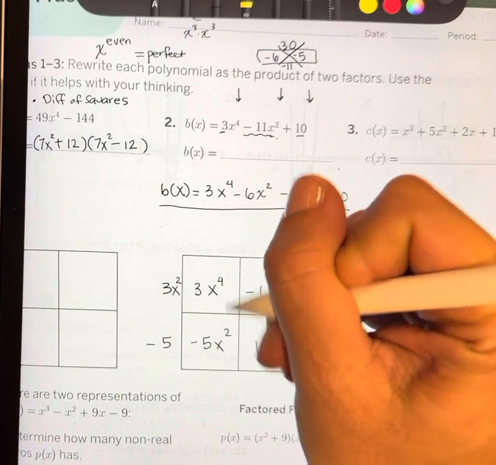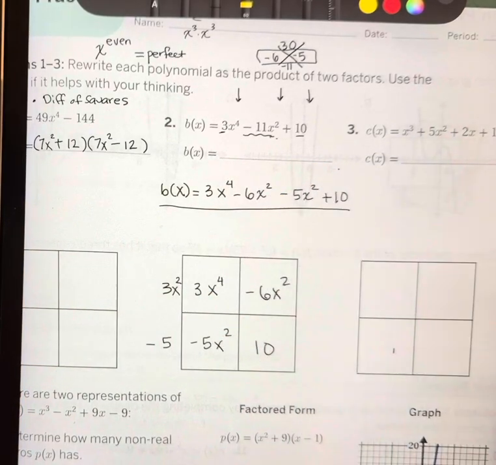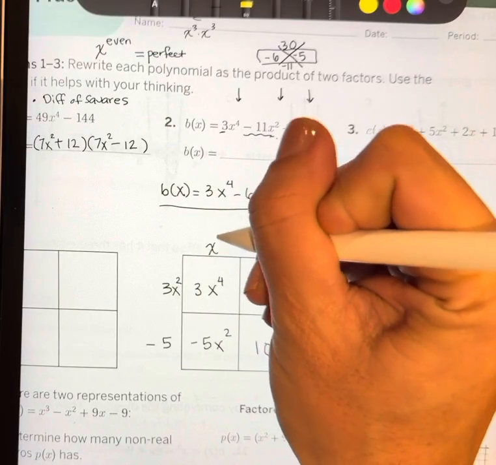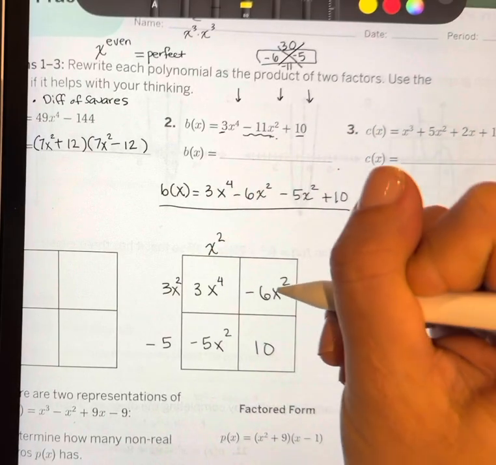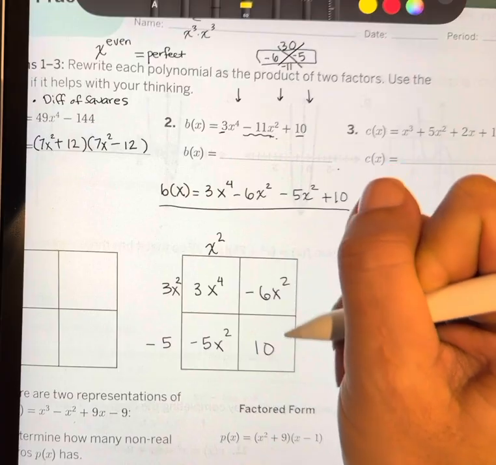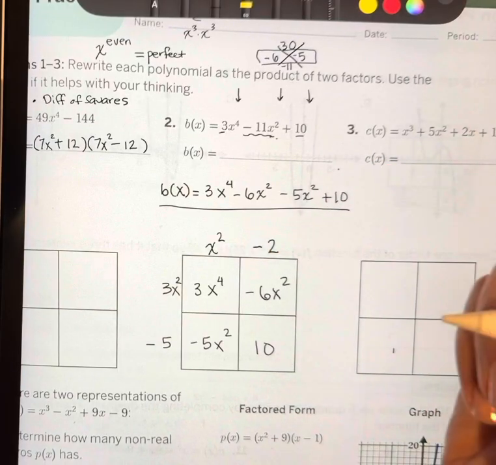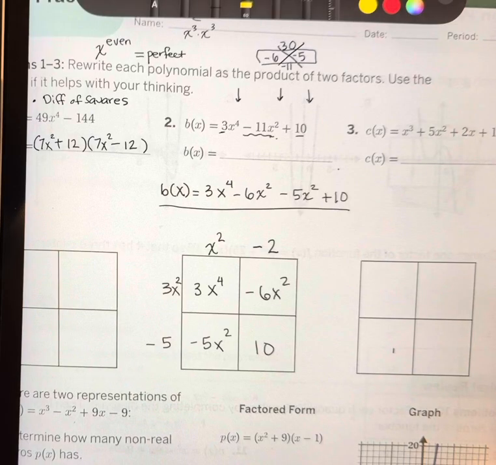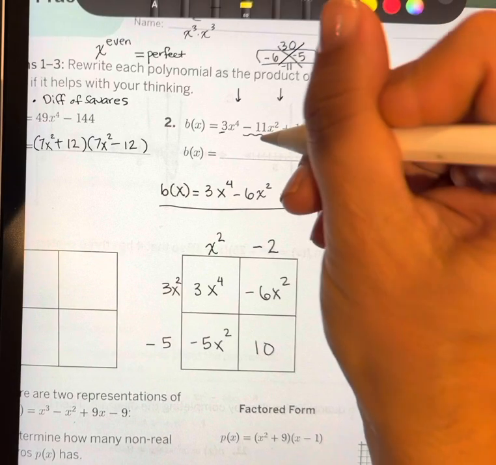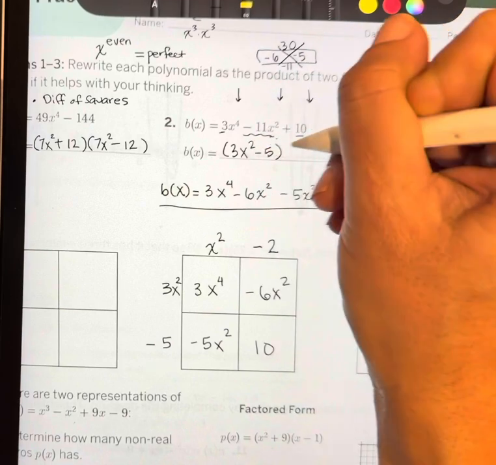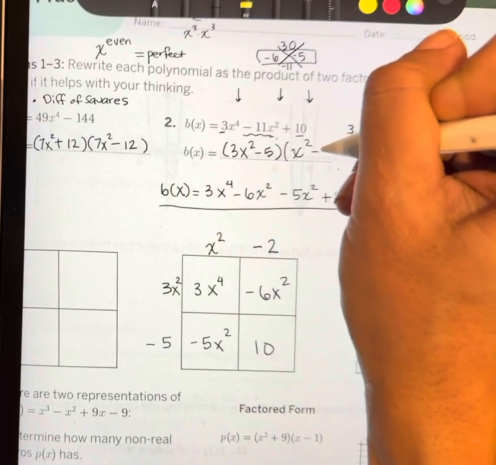And now I look this way. Between the 3 and the 5, can't take anything out. But between x to the 4th and x squared, I could take out x squared. Between negative 6 and 10, I can take out a negative 2. And then x doesn't have anything. And here we are. This has been factored into 3x squared minus 5 and x squared minus 2.